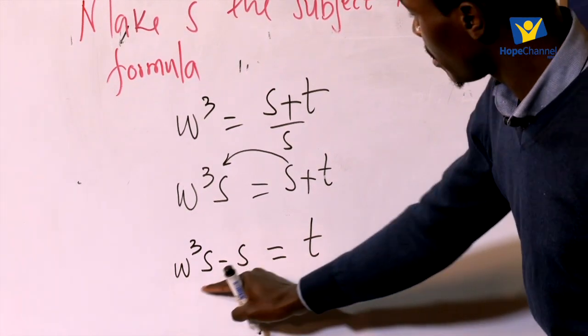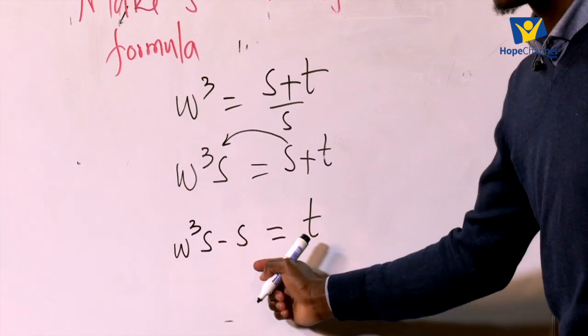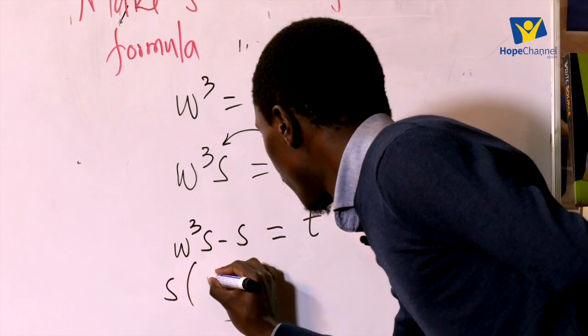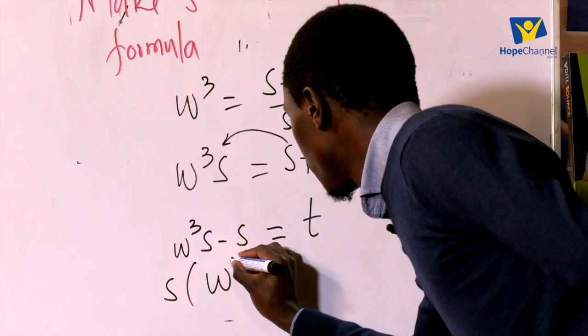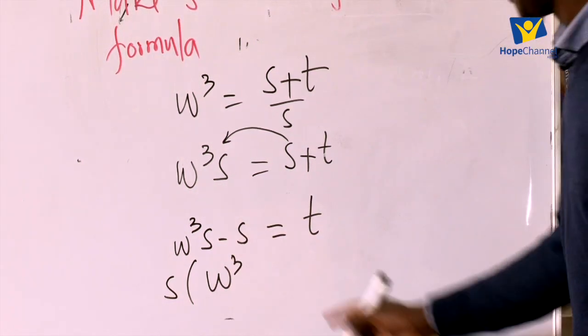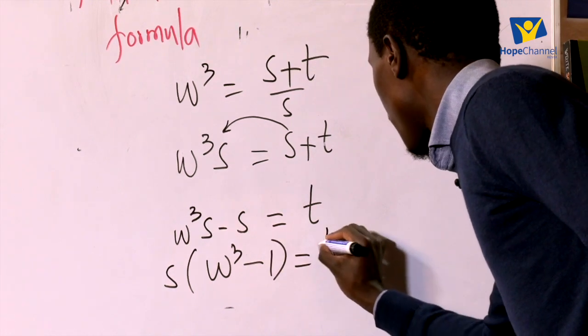Now because S is appearing in both terms on the left hand side, you are going to factorize to make it simplifiable. That is S times W cubed, since W cubed S divided by S gives us W cubed, and S divided by S is 1. So minus 1 is equal to T.